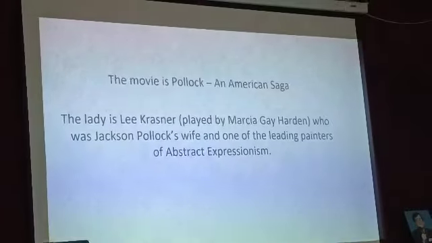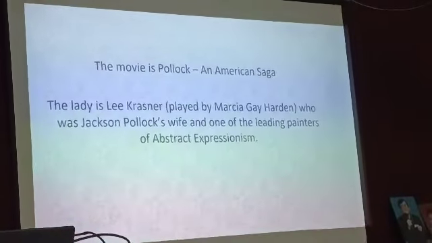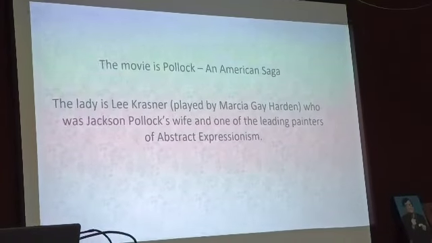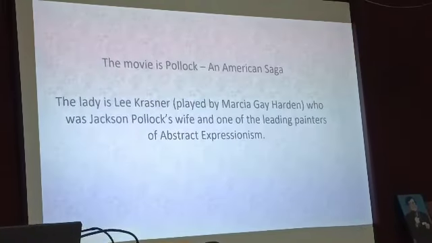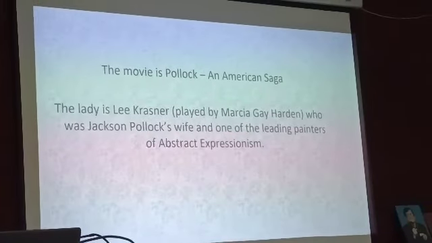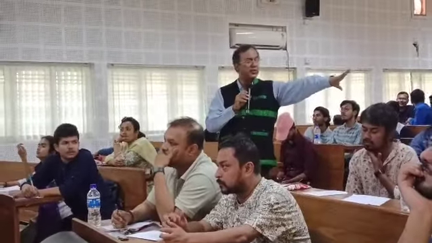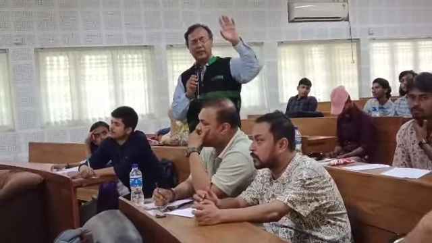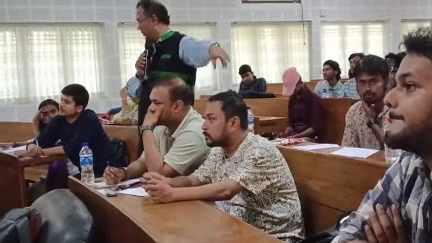She won the Oscar for that, and that fact is, of course, they had a screen Jackson Pollock. She painted the one on the right, so that's Lee Krasner's painting. And Jackson Pollock's wife, she herself was a great abstract expressionist painter. Okay, so put 10 points to team 6, and for Jackson Pollock, they got 5, team 2.